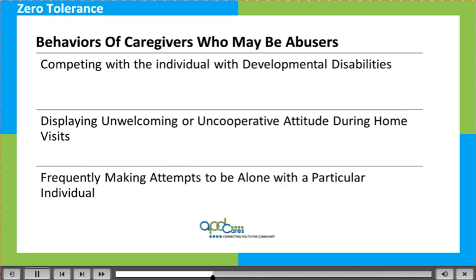Some behaviors of caregivers who may be abusers continue with these examples: competing with the individual with developmental disabilities, displaying an unwelcoming or uncooperative attitude during home visits, frequently making attempts to be alone with a particular individual for no apparent legitimate purpose.